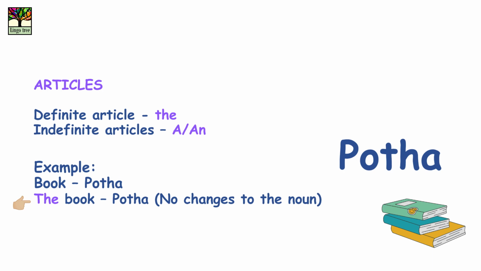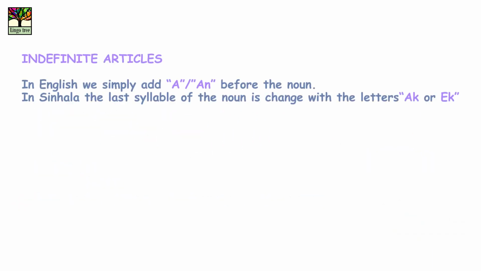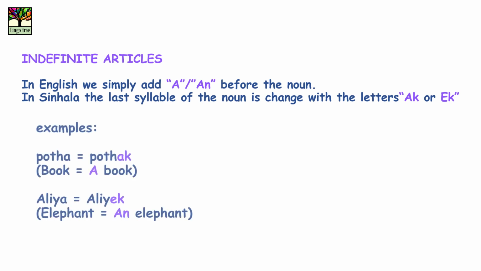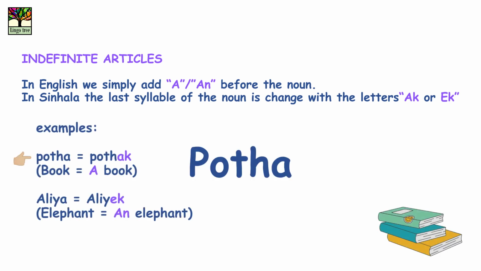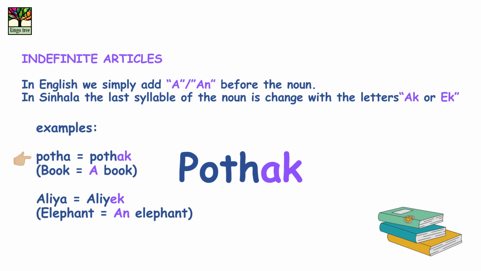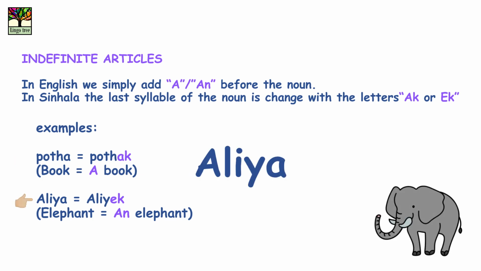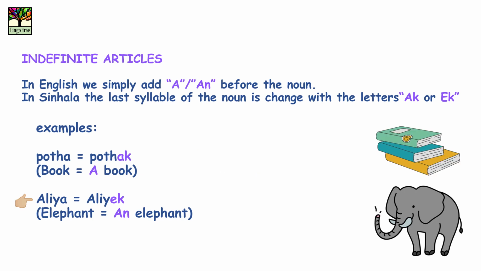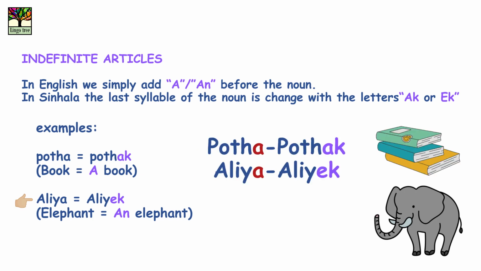However, there is an equivalent for the indefinite article. Let's have a look. When it comes to the indefinite articles, unlike in English where we simply put a or an before the noun, in Sinhala we need to change the last syllable of the noun with ak or ek. Examples. The book in Sinhala is pota, and if we would like to say "a book", then pota becomes potak. Second example. The elephant in Sinhala is aliya, and if we would like to say "an elephant", then aliya becomes aliyek. In both examples, you can notice that only the end of the word is being modified with the use of ak and ek.